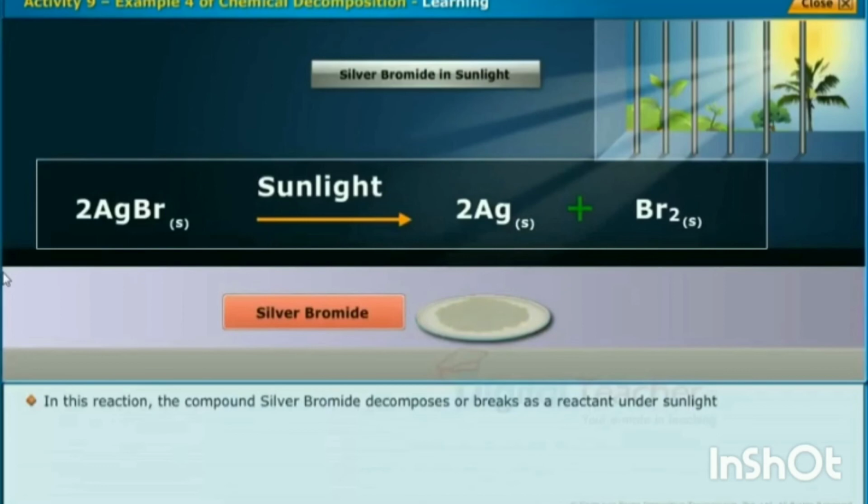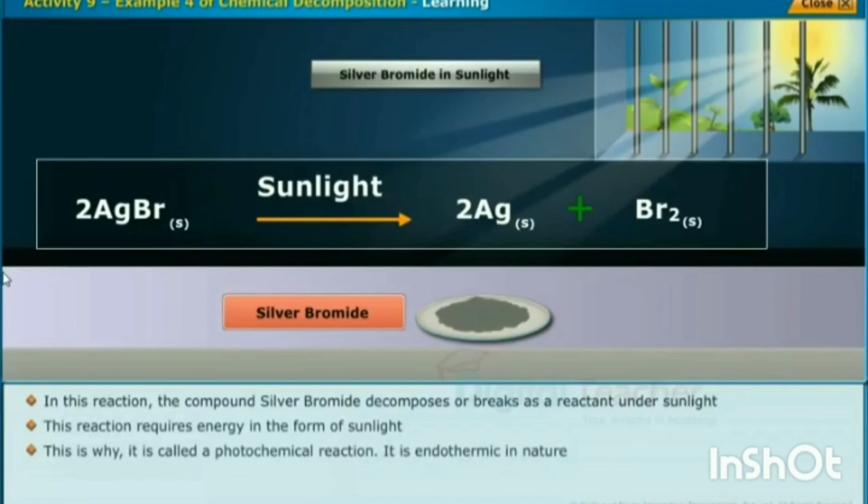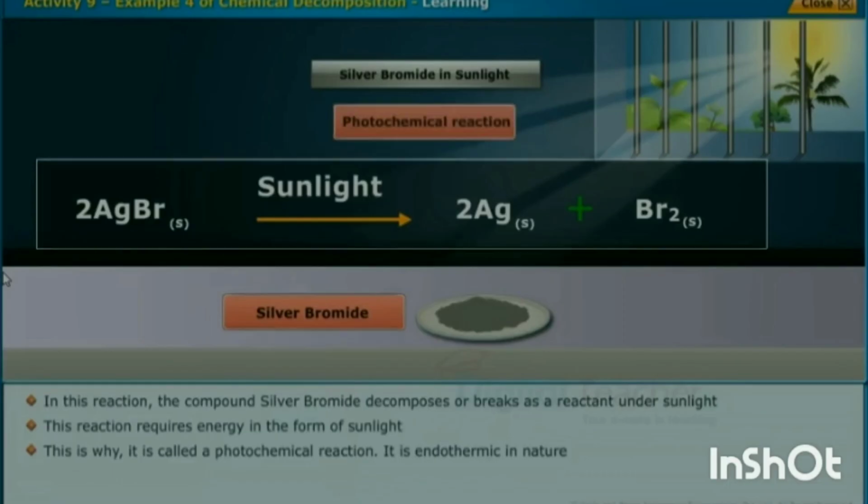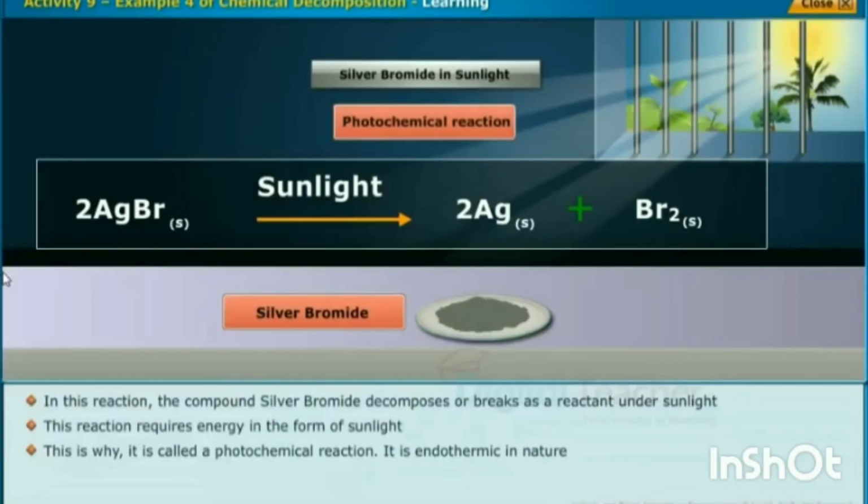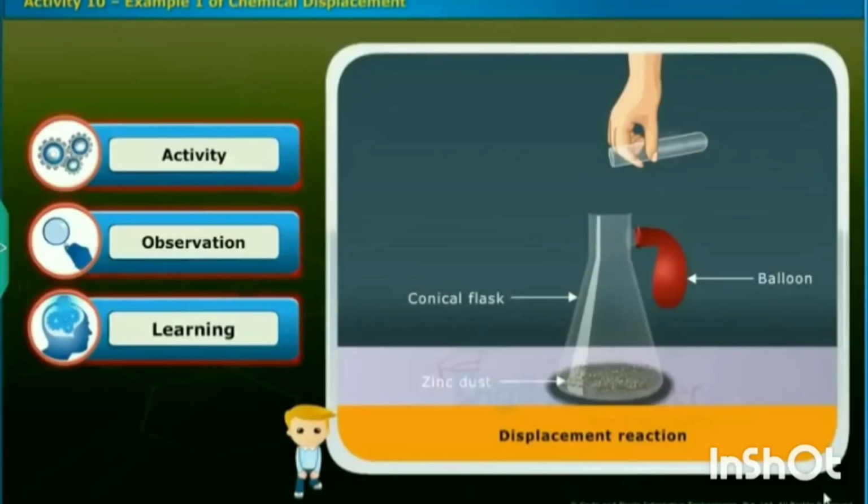In this reaction, the compound silver bromide decomposes or breaks as a reactant under sunlight. This reaction requires energy in the form of sunlight. This is why it is called a photochemical decomposition reaction.